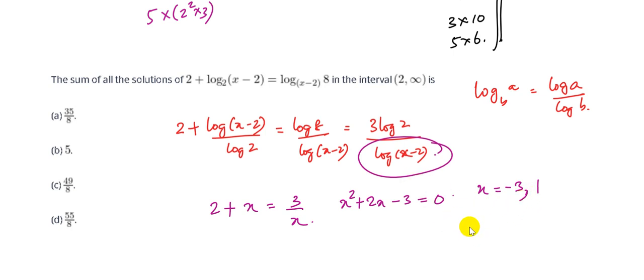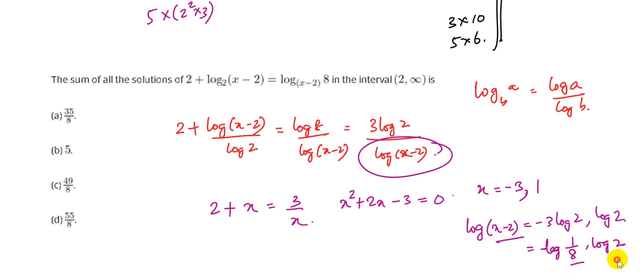So now you put that value of x. So log of x minus 2 by log 2 is minus 3 or 1. So this is minus 3 log 2, which means log of 1 by 8, and this is log of 2. So x minus 2 can be 1 by 8 or 2. So what are the values of x? x will be 4 or 1 by 8 plus 2, which is 17 by 8.